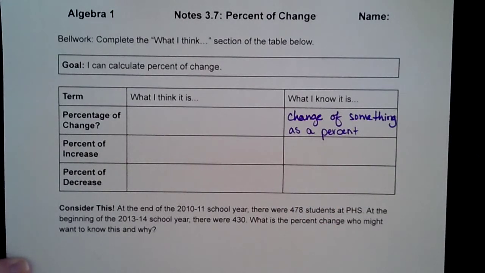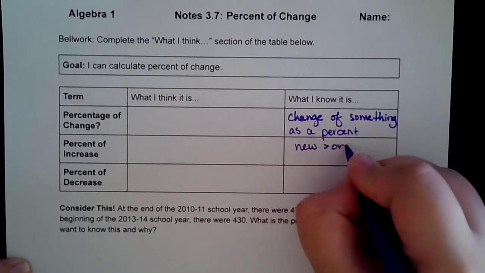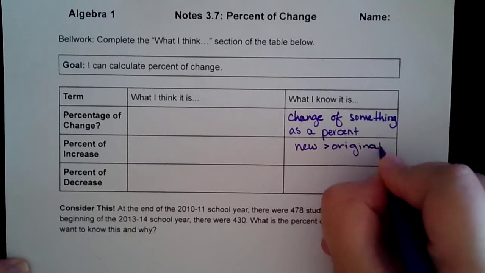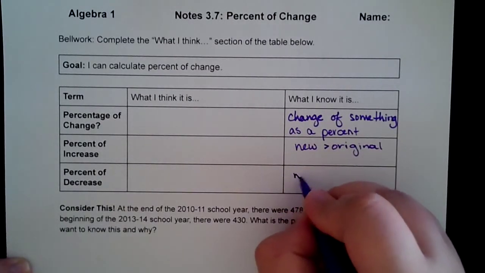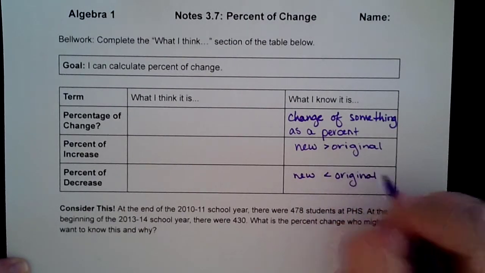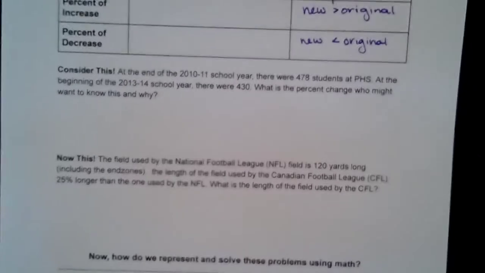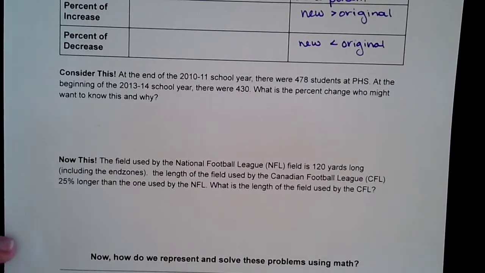It makes sense then that if the new number is greater than the original number, the percent of change is an increase. So new greater than original, that would be a percent of increase. If new is less than the original, that would be a decrease. So let's look at some examples of this. That might help us understand those definitions a little bit more.